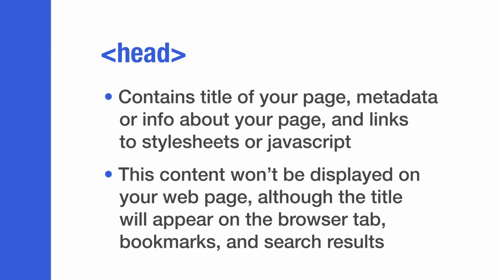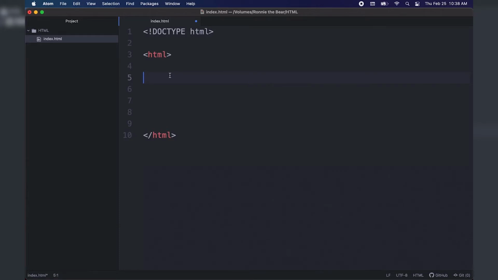Now the head of the document contains the title of your web page, metadata or information about your web page, and you can also link to style sheets or JavaScript within the head of your document. Typically the content in the head of your document is not going to be displayed in the browser. However, the title will appear in the tab of your browser, or it will appear in the information in Google search, but that's the only content that the head will actually display or that will actually be visible within the browser.